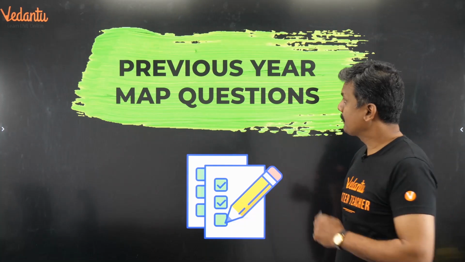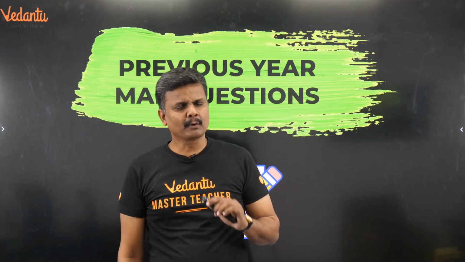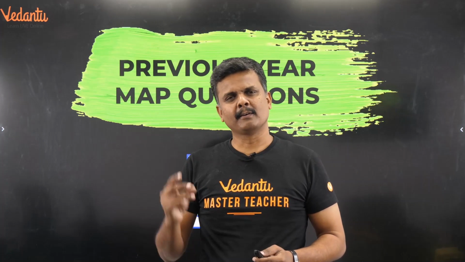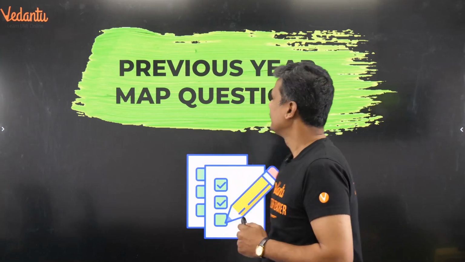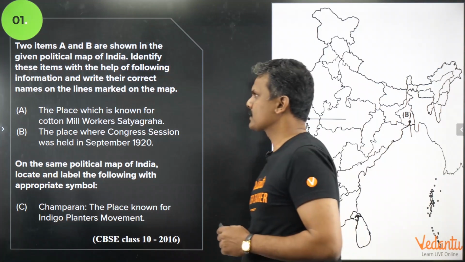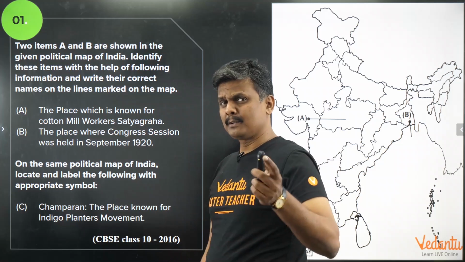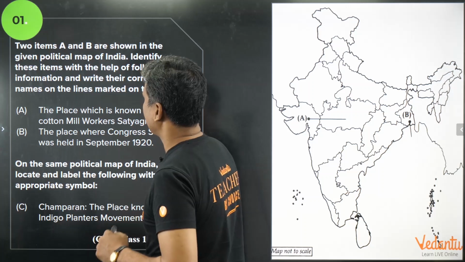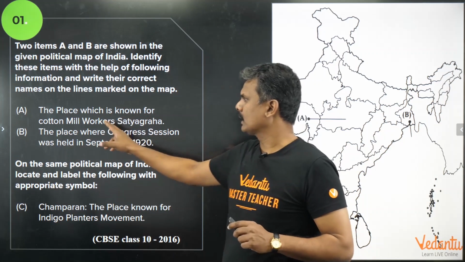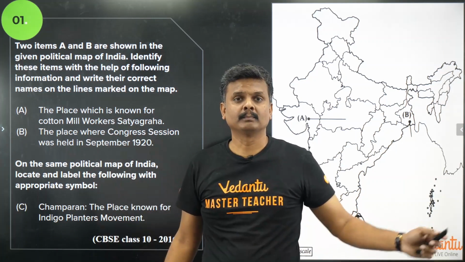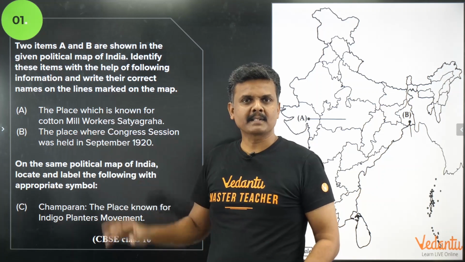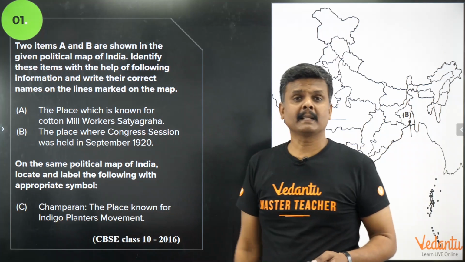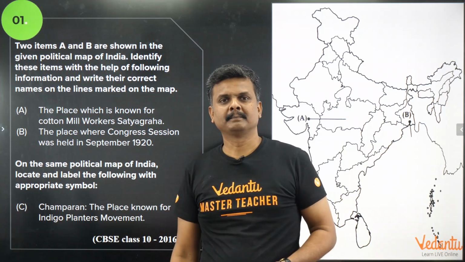All right. Now, previous years' map questions. We'll see a few questions pertaining to nationalism in India. The more we practice every single week, you will find that you're getting better and better at this. Excellent. Two items A and B are shown in the given political map of India. And I want you to think about whether it's a direct or an indirect question. Identify these items with the help of the following information. The place which is known for cotton mill workers' Satyagraha, is it a direct question? No. The place is not mentioned here. They are asking you to find out which place it is. So where did the cotton mill workers perform Satyagraha? Obviously, Ahmedabad, is it not?